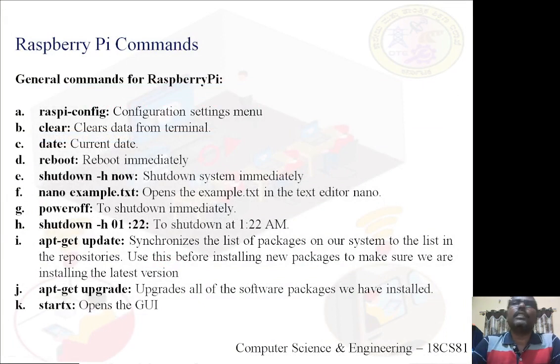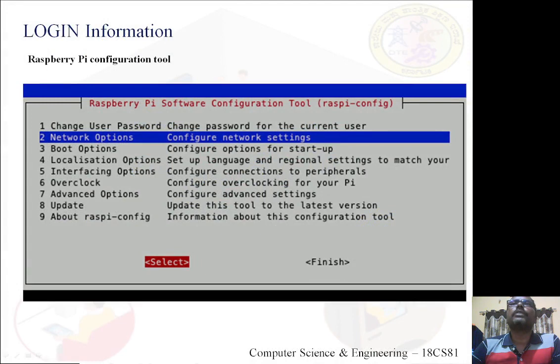Now let us have a look at some Raspberry Pi commands. See here I said some commands. Okay, it's very clear, simple. Some general commands. See, just now I said raspi-config. It's a configuration settings menu. Means when you execute this command raspi-config, you will get this configuration settings menu. Okay, clear.